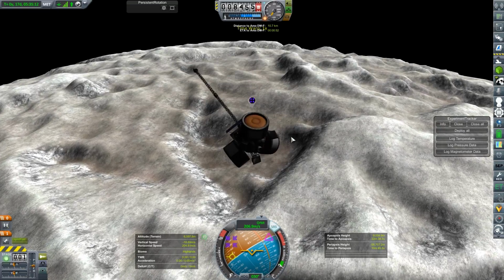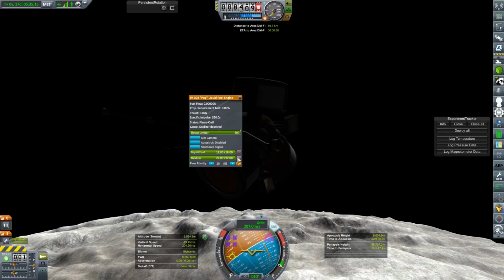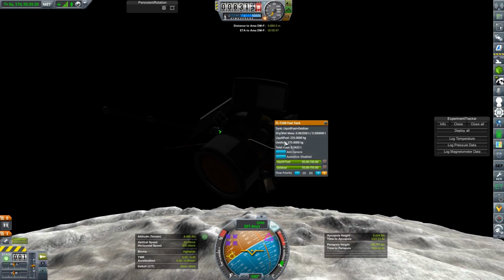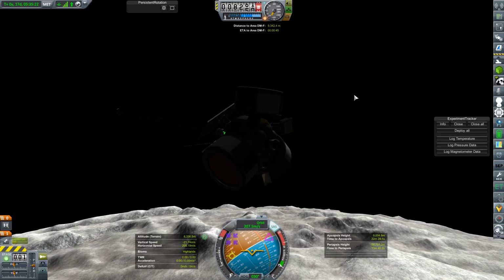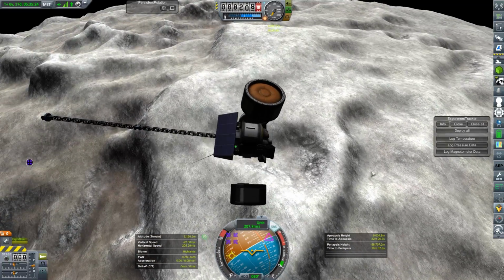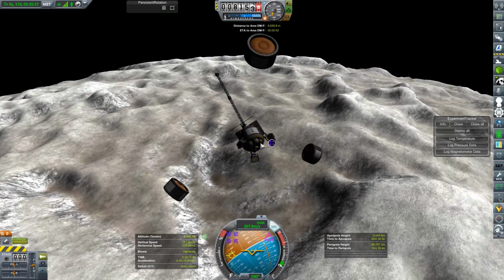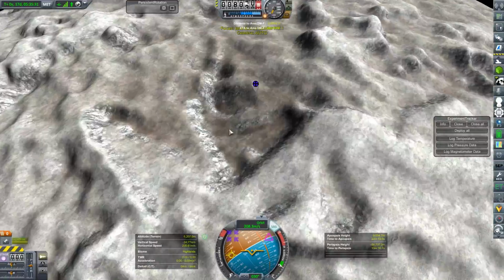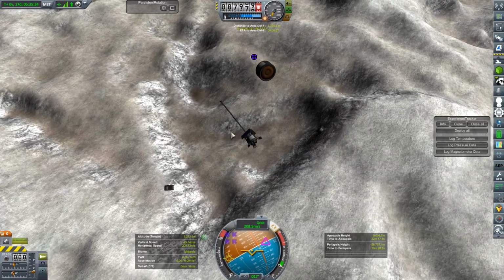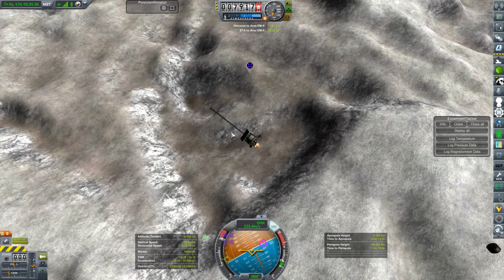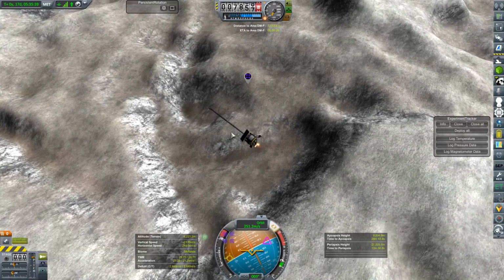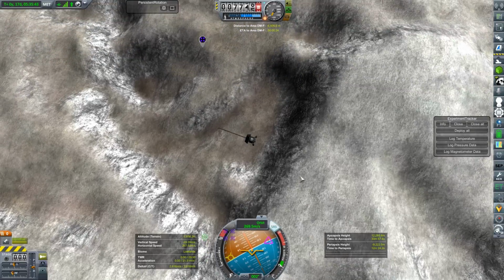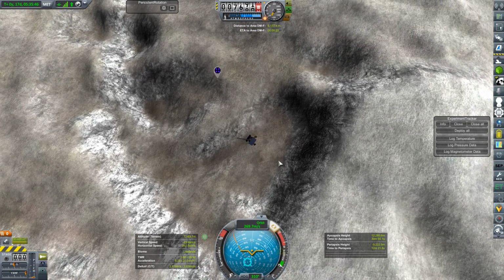Oh, those are done. Turn this fuel back on. Jettison those. Looks like I should burn a little more this way. Okay, these are some lowlands.